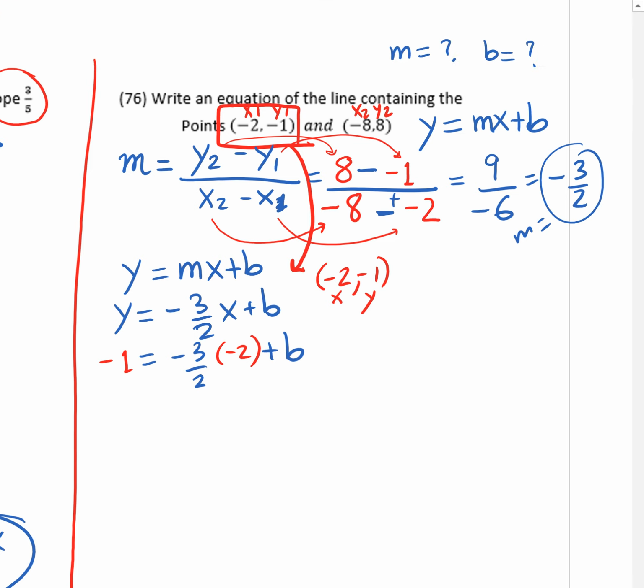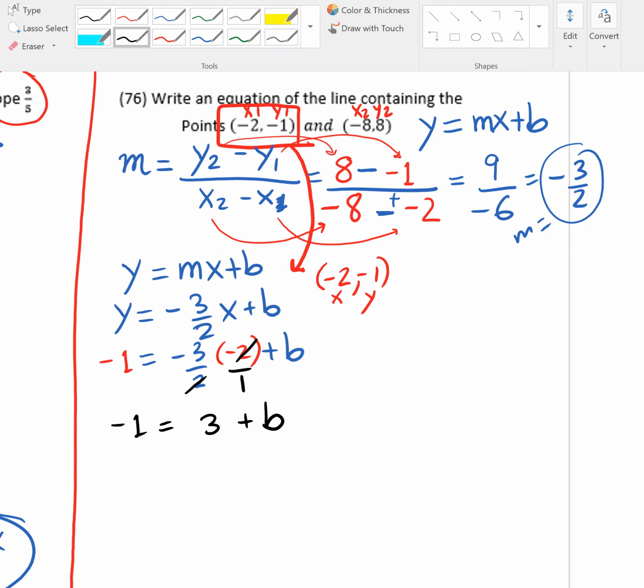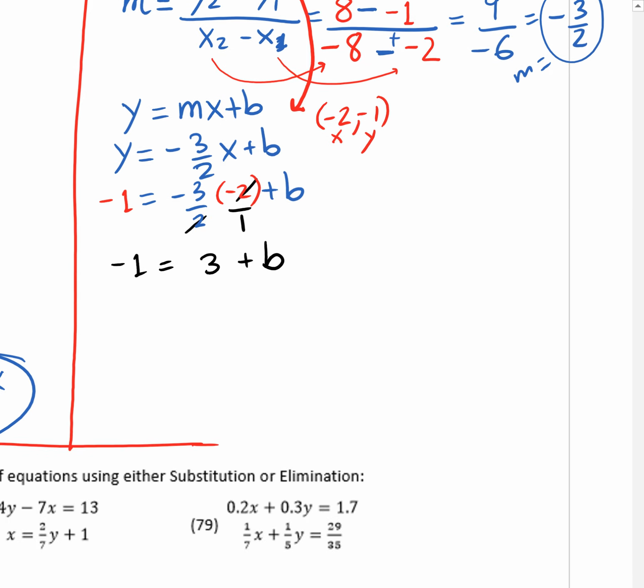So to multiply negative 3 halves by negative 2, I better put the 2 over 1. Across the diagonal, the 2's cancel, but it's a negative times a negative, so it becomes a positive 3 plus b. So to find b, the last step would be to move the 3 over. And there, now we have it. b is negative 4. Aha!